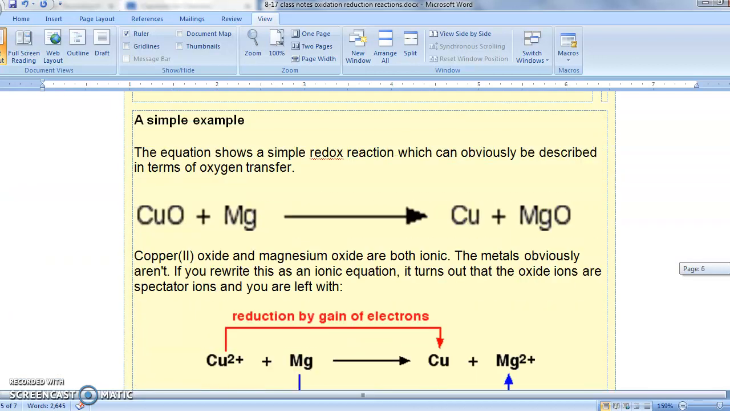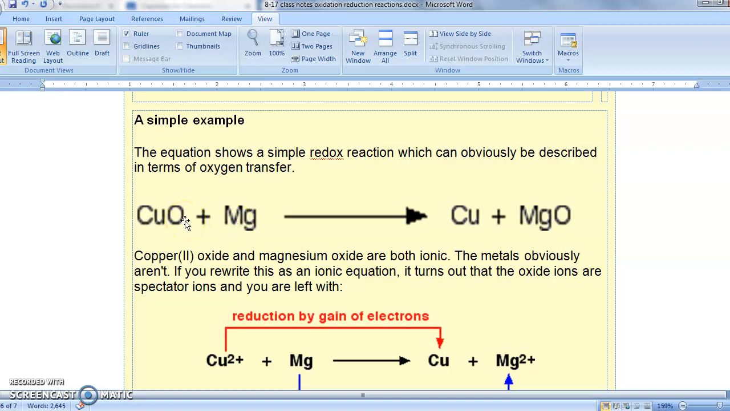Let's take a look at another example here. This is a type of reaction we've had before. This is copper 2 oxide reacting with magnesium. Magnesium is more active than carbon. We learned that in our single displacement activity series. Magnesium is a very active metal.